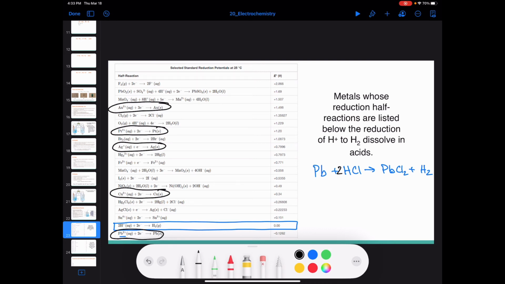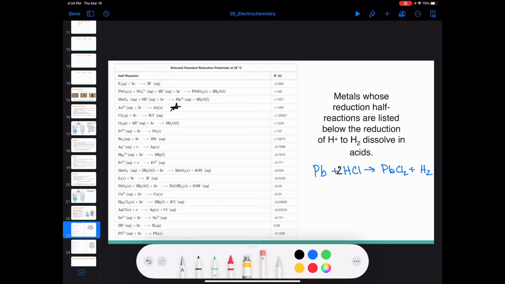Now, most of those you can trick into reacting with acid, but you can't use just a normal strong acid like hydrochloric acid. You actually have to use something like nitric acid, because what's happening there is you're not reducing the hydrogen, you're actually reducing the nitrogen instead, which is kind of weird. And then something like gold, notice gold's way up here, it really doesn't want to react. So you will have to use something called aqua regia, which is a mixture of hydrochloric acid and nitric acid, and that will actually dissolve gold.